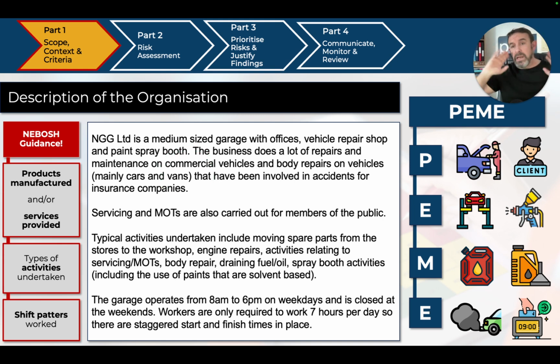So this first part, even though NEBOSH are referencing writing it later on, think on a normal day. I'm going out today onto site with the client in about an hour. Planning, scope, context and criteria.